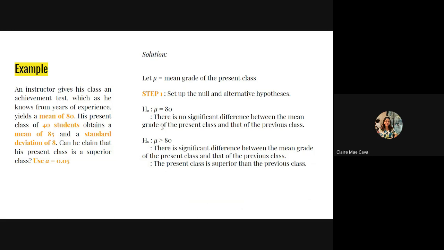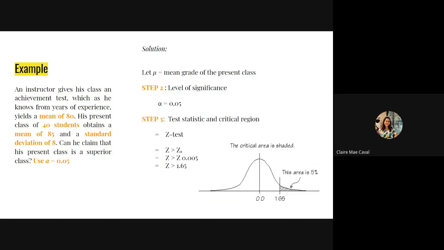So your null here, there's no significant difference between the mean grade of the present and that of the previous class. Okay, walang significant difference. For the alternative, there is significant difference between the mean grade of the present class and that of the previous class. Or it could be the present class is superior or higher than the previous class. So that's how you set up your alternative and your null hypothesis.